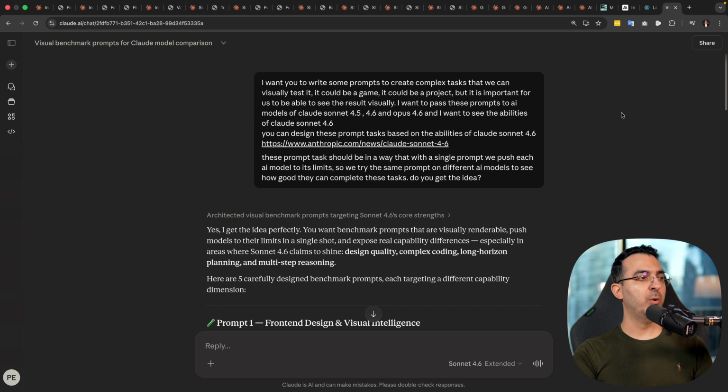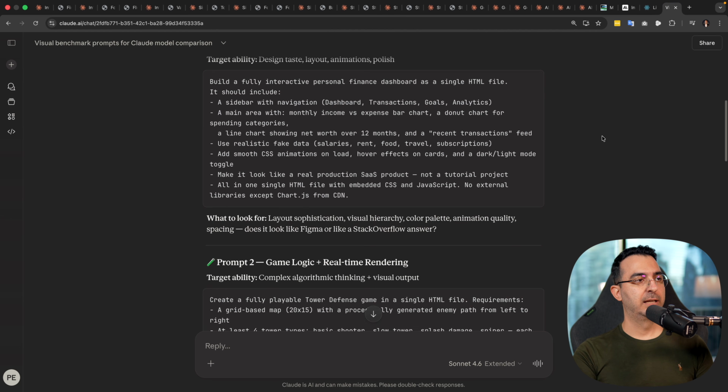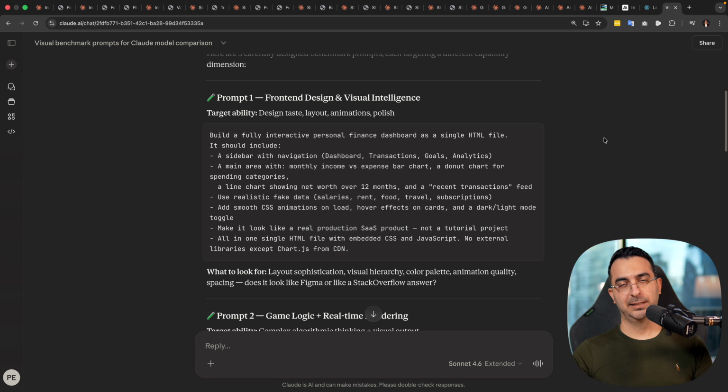So we have designed 5 projects to test these AI's abilities in different areas, specifically focusing on what Claude Sonnet 4.6 can do in these projects. So in these projects, I'm going to share the same prompt on Sonnet 4.5, Sonnet 4.6, and Opus 4.6, and we will compare the result together.